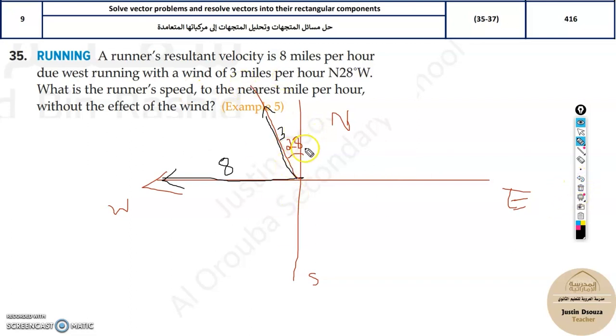The wind is going northwest. This is the direction. So I will just translate this vector over here and write this to be the initial running position of the runner. Now, if we need to find this magnitude, let me write the known details. This is 3, that's the wind. It's just translated. So now, if we know this is 28, then we can also find this. That would be 62.